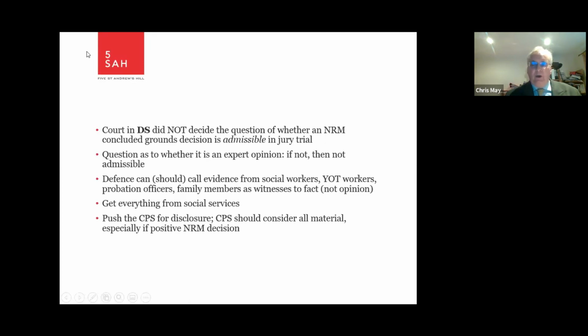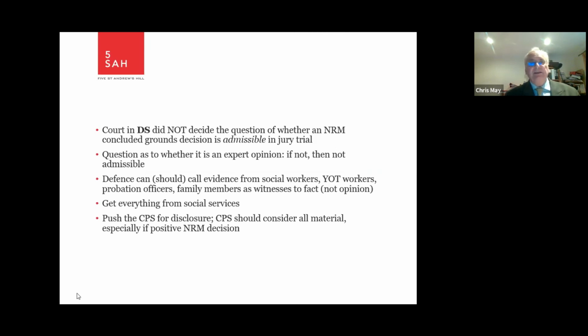There is authority predating the Modern Slavery Act as to whether or not an expert's opinion in general terms as to whether somebody was exploited or not was helpful. The court said in the case of EK in 2018 that such experts' opinions were not helpful. But that's not an authority directly on the admissibility of an NRM decision, and the court in DS specifically said it was not deciding the point.